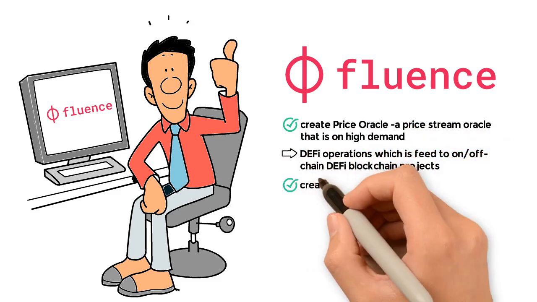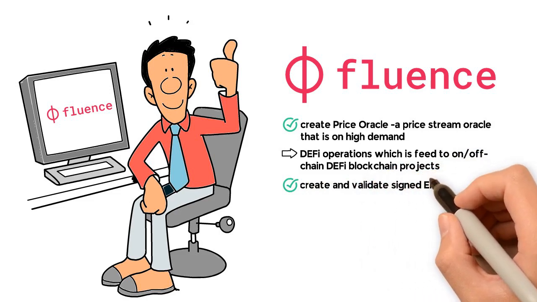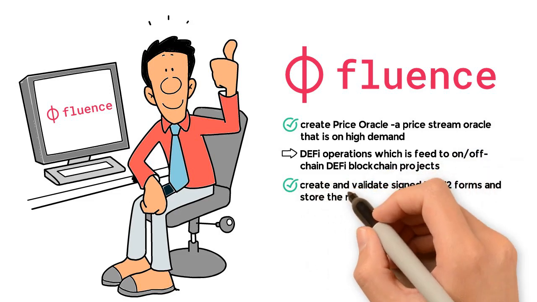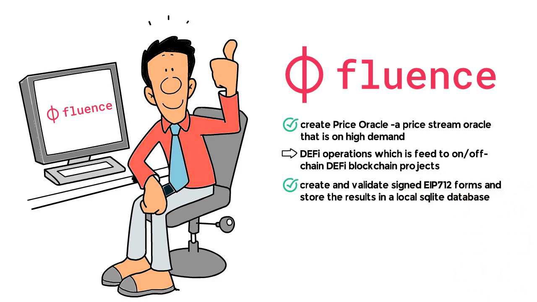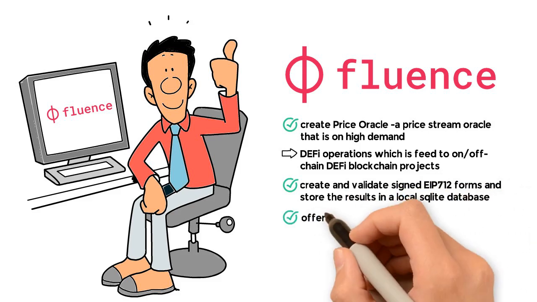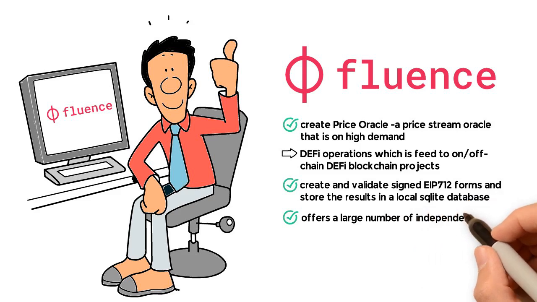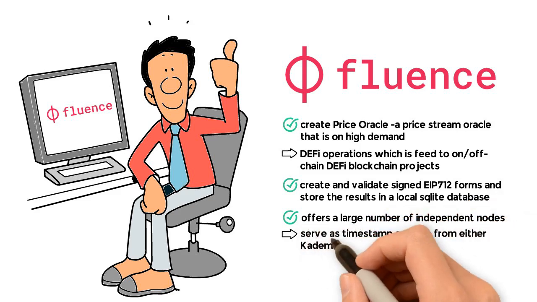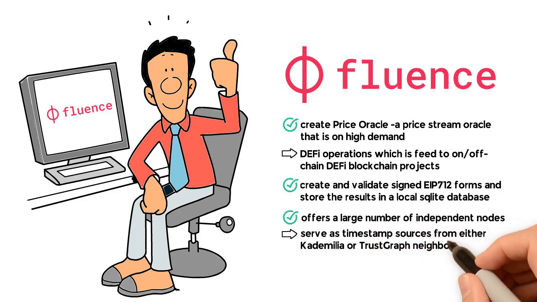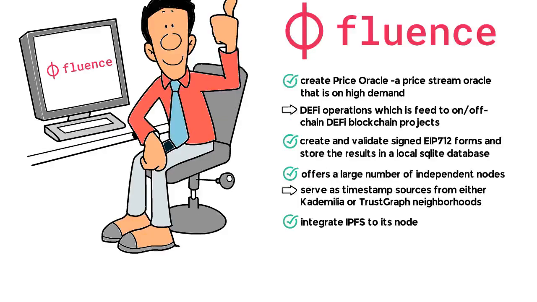2. With Fluence, you can create and validate signed EIP 712 forms and store the results in a local SQLite database. 3. Fluence peer-to-peer network offers a large number of independent nodes that can serve as timestamp sources from either Kademlia or Trust Graph neighborhoods. 4. Fluence helps you integrate IPFS to its node.